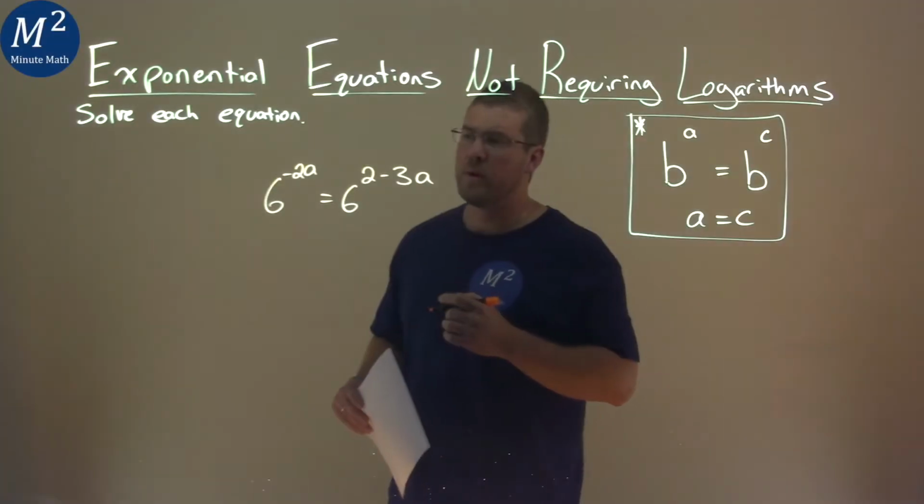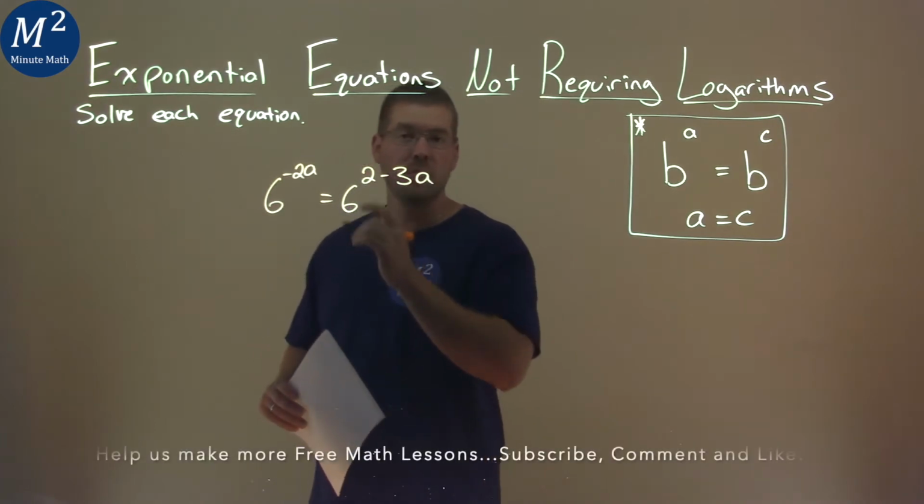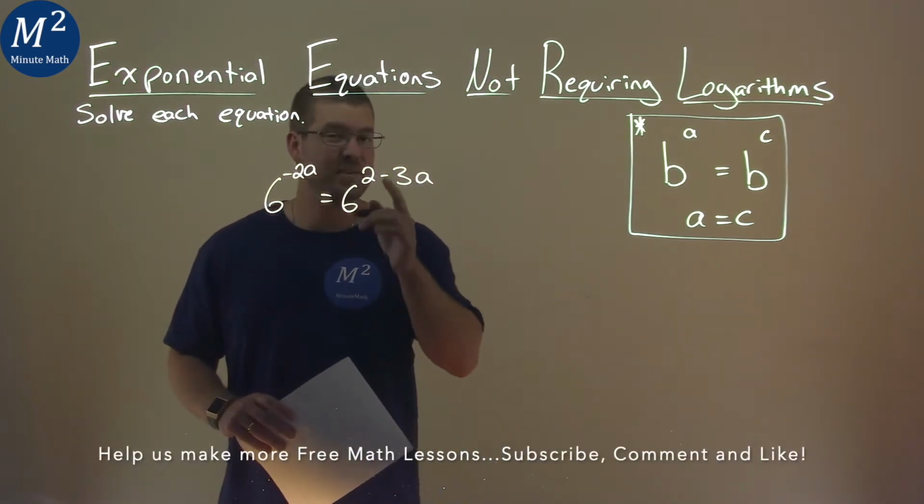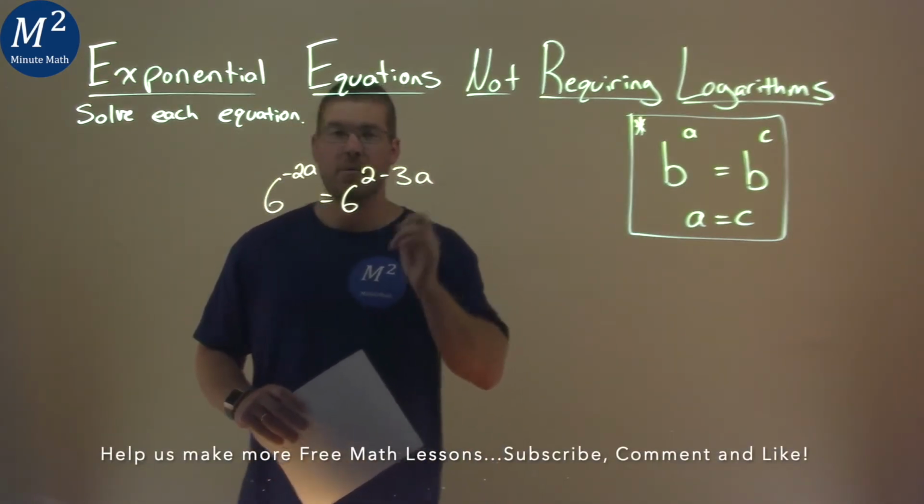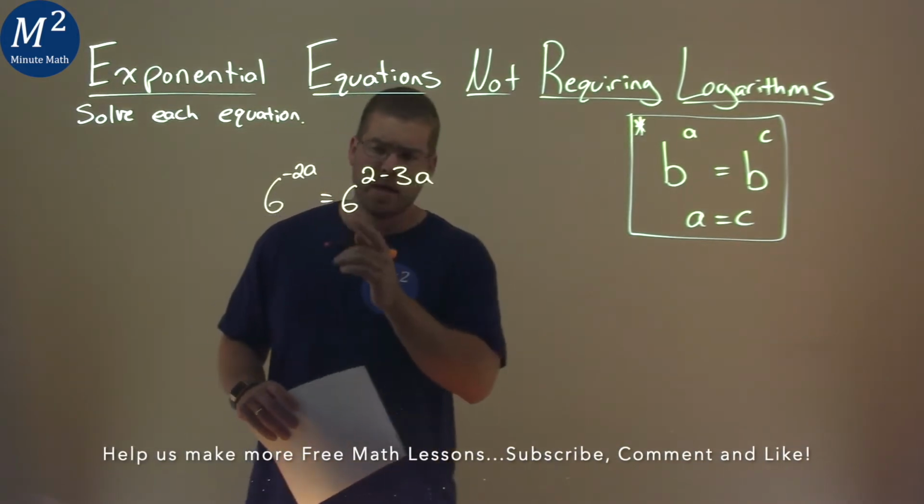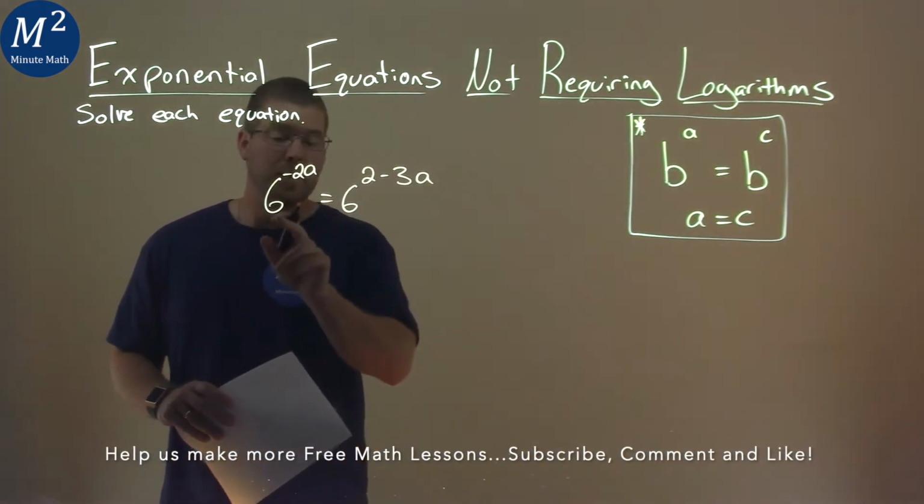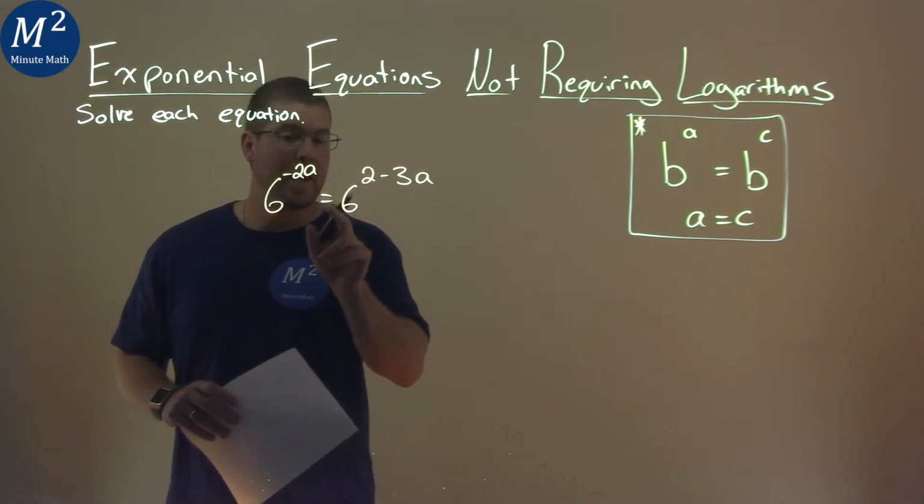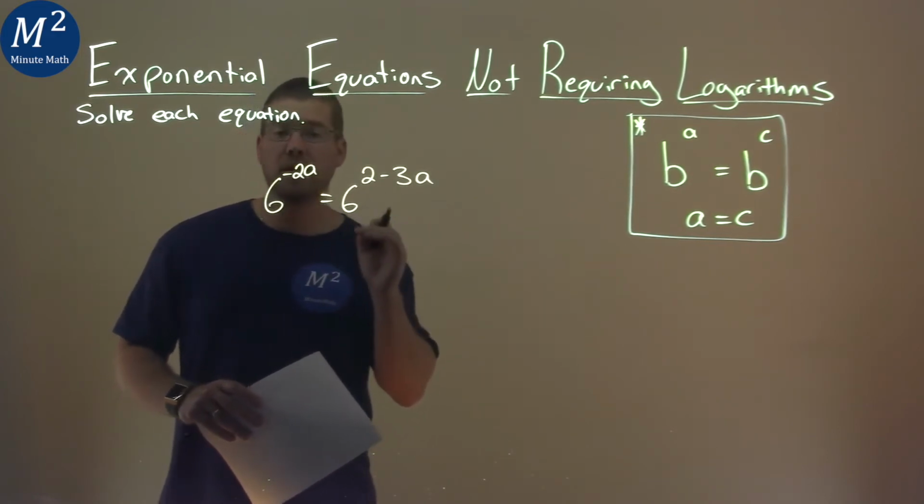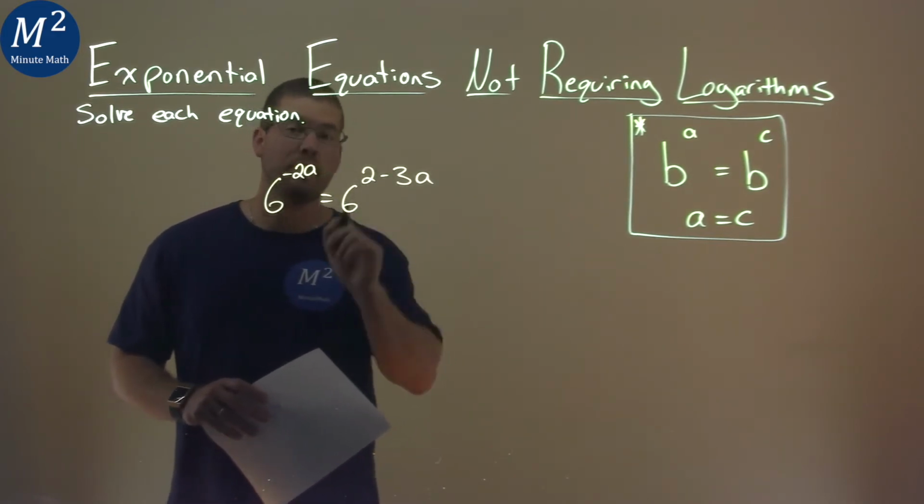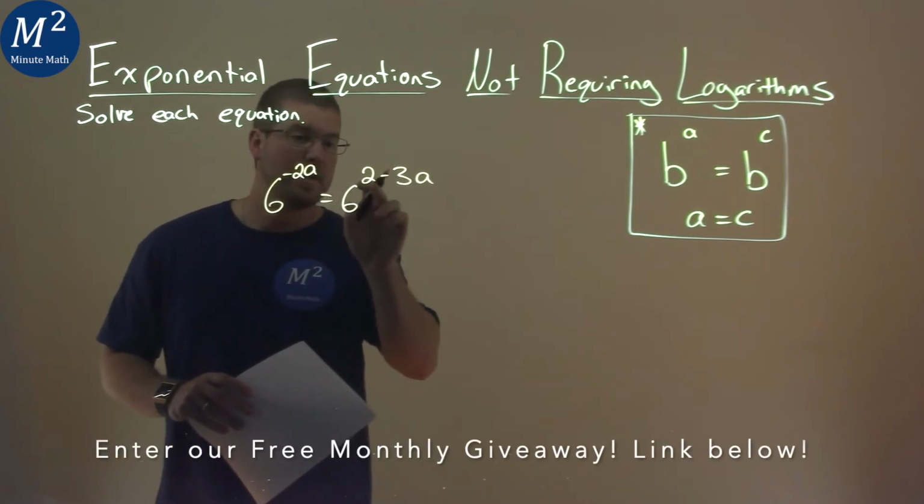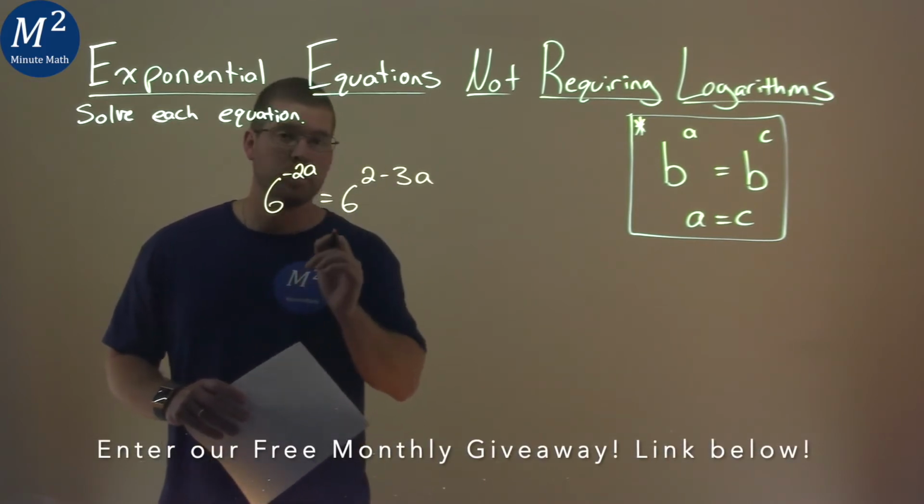We're given this problem right here. 6 to the negative 2a power is equal to 6 to the 2 minus 3a power, and we need to solve this equation. Luckily, we have the same base, which is 6 here. And when that happens, that's the only thing on each side of the equal sign, we can look to the exponents. We can take each one of these exponents and set them equal to each other.